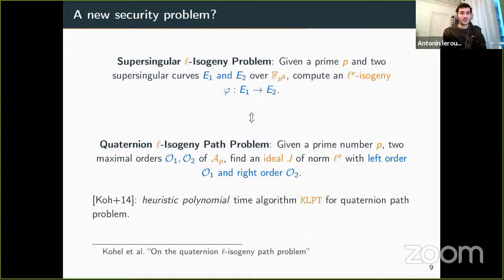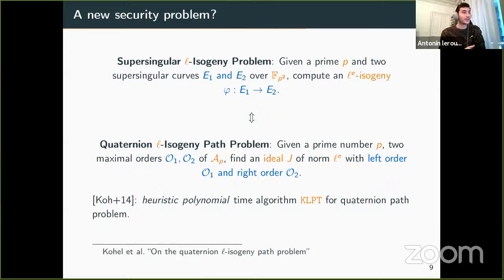In 2014, David Kohel and his co-authors introduced a heuristic polynomial time algorithm that I'm going to call KLPT to solve this quaternion path problem. And even though the proof is only heuristic, in practice it works really well, on basically all examples that we would need for isogeny-based cryptography. So this is an efficient and practical algorithm.